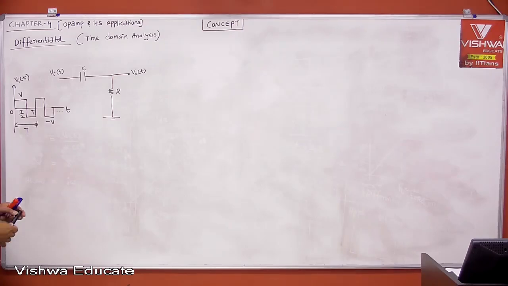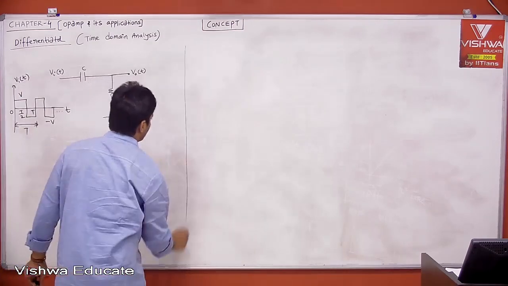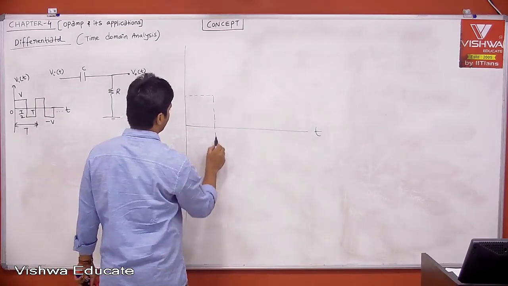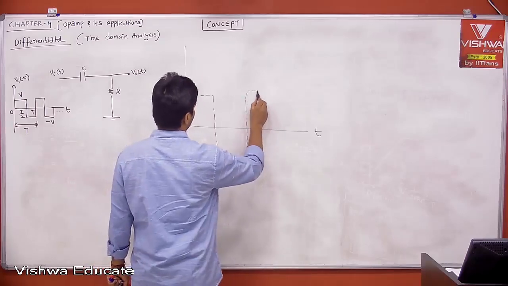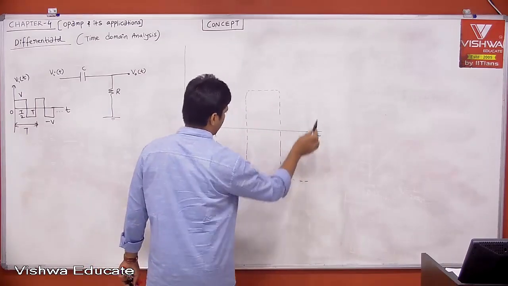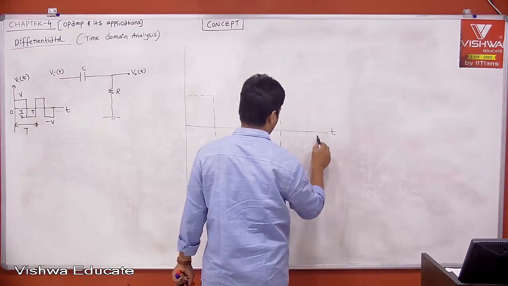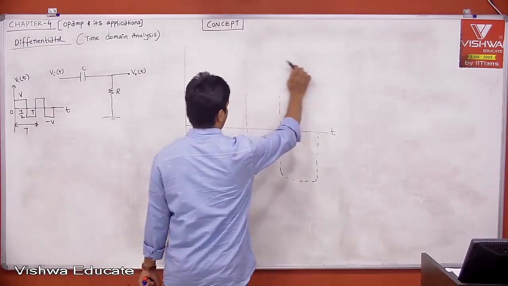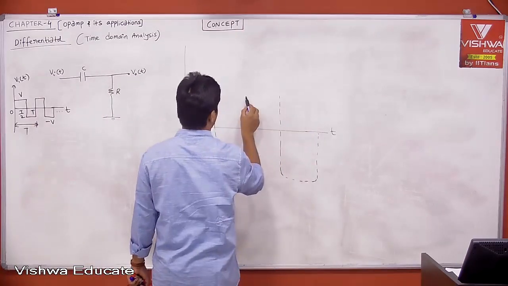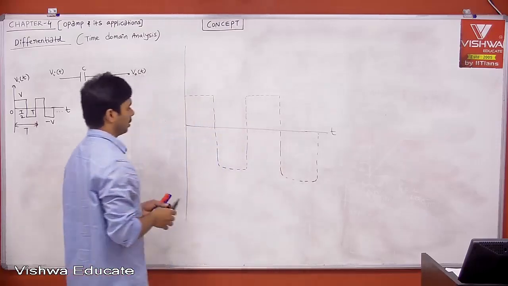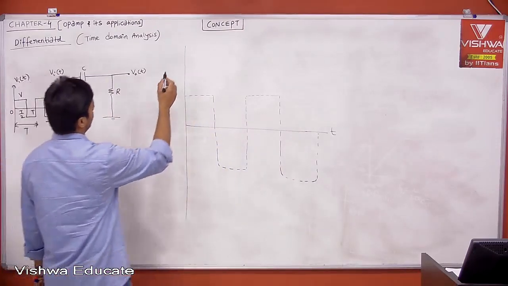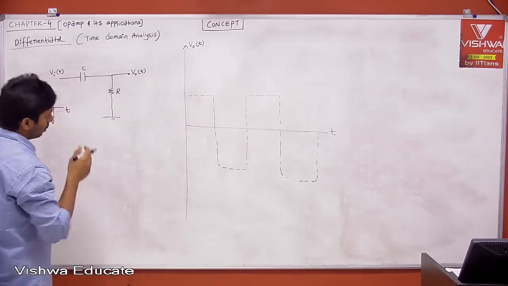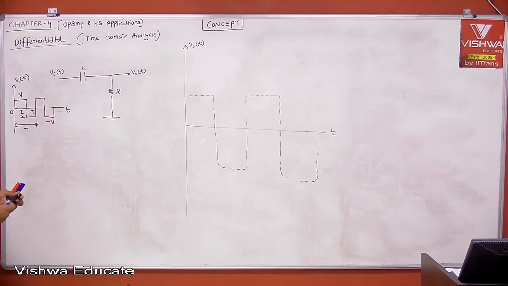Now again let's consider 3 cases. This is time T. Now what is the input? Let me explain qualitatively. That is enough to get the condition of differentiation. Now we want to get V naught of t. Now let me take case 1.